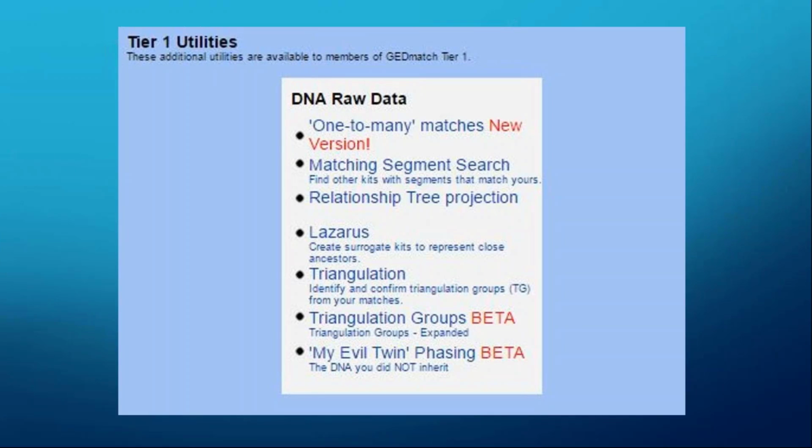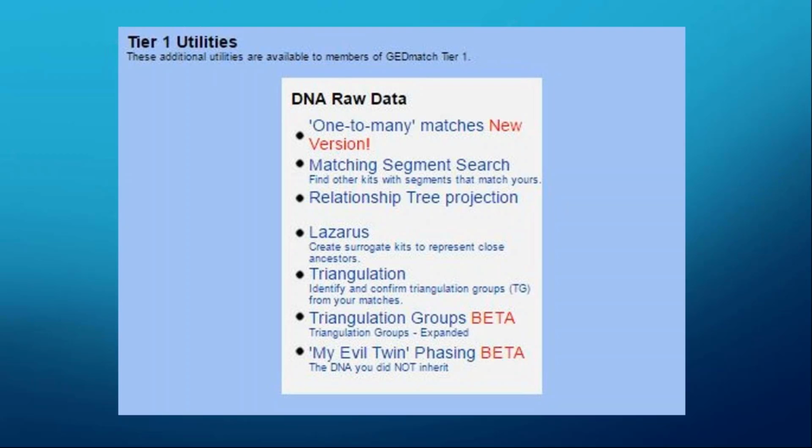Gedmatch also has what they refer to as Tier 1 utilities. Now remember, I told you that most of the tools on Gedmatch are completely free, and that is in fact the case. But they have some Tier 1 utilities that they do charge for. Right now, the charge is $10 to use them for a month.